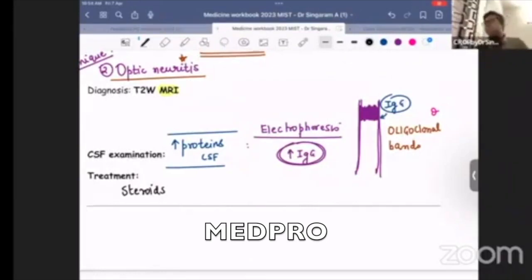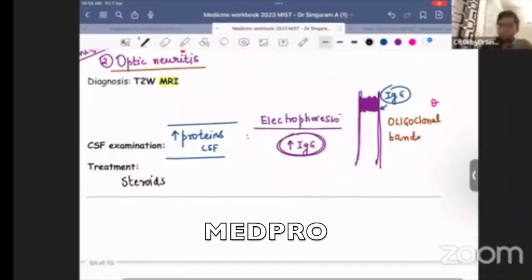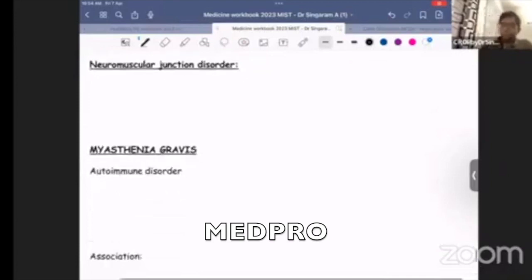All right. Now, one more thing we are going to discuss. It will be about something called neuromuscular junction disorders. First, let us have an idea about the neuromuscular junction, and then we will discuss the disorders of this neuromuscular junction.